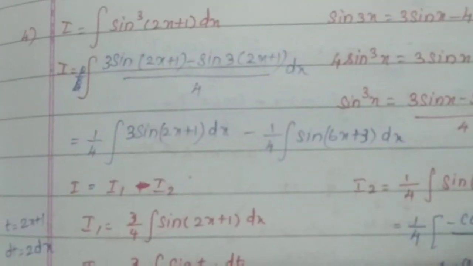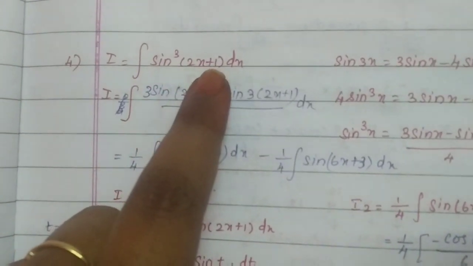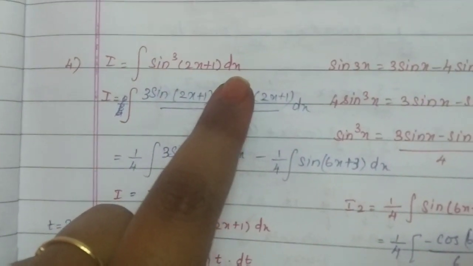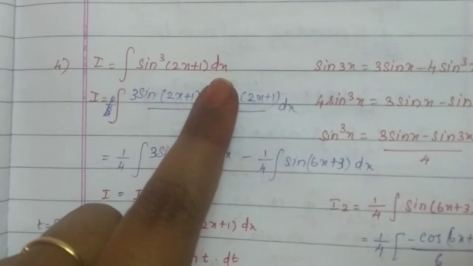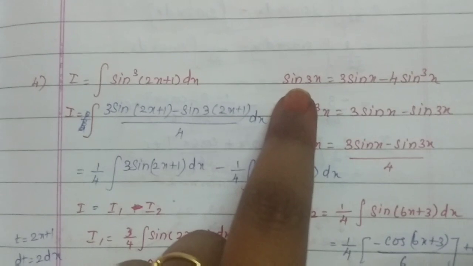Now, let us move on to the fourth sum. It is the integral of sin cube of 2x plus 1 into dx. As I told already, if it is sin squared x or sin cube x, you need to apply a few formulas in trigonometry which you have learned already.